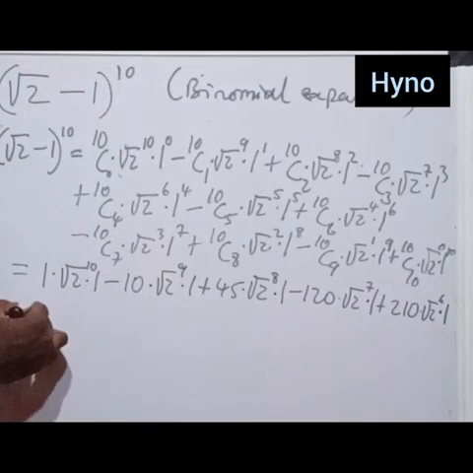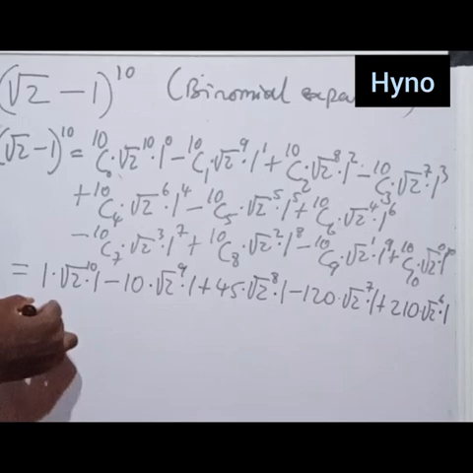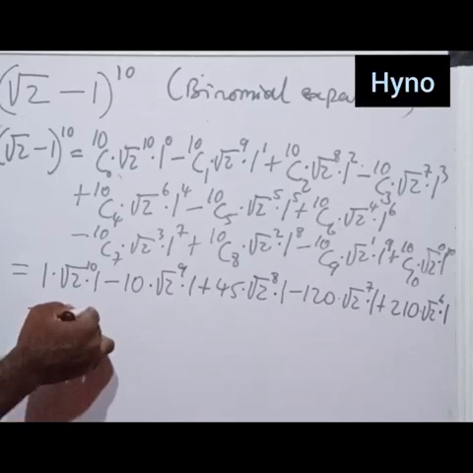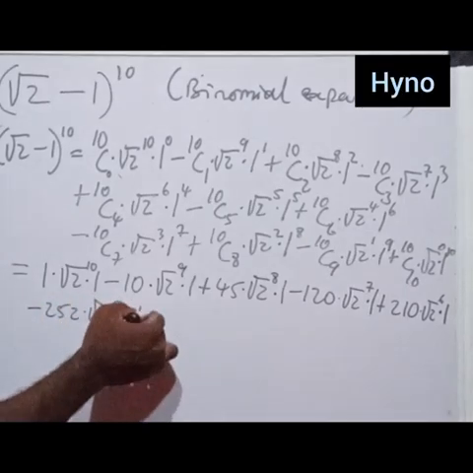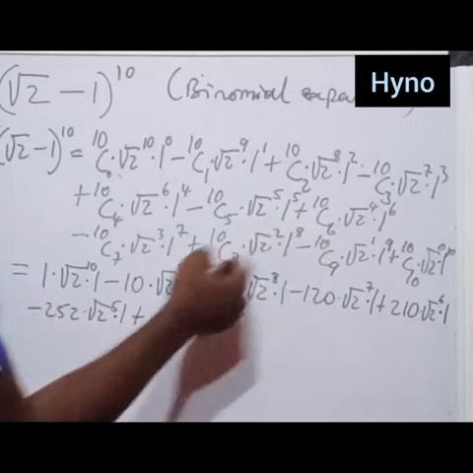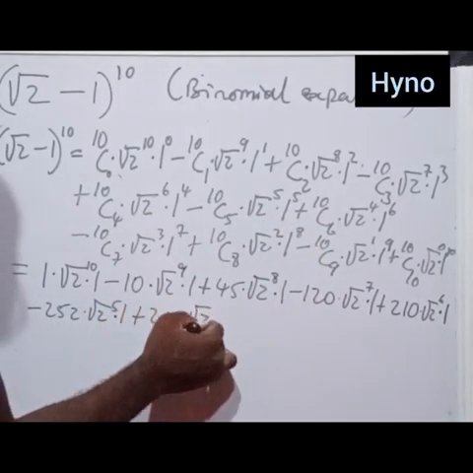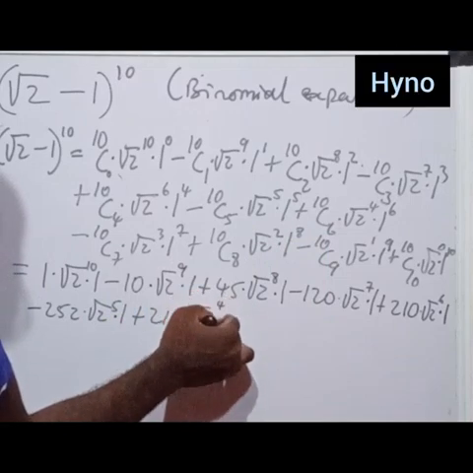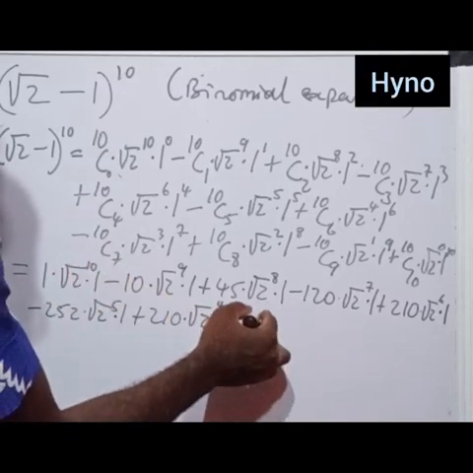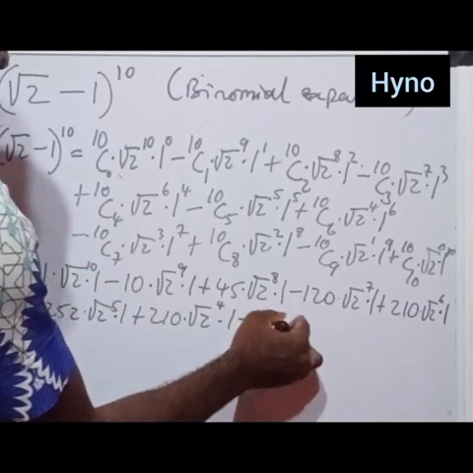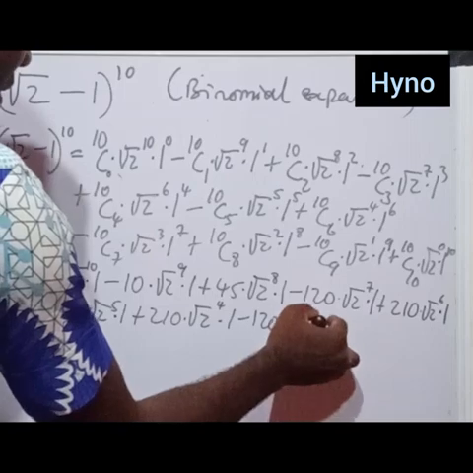And then minus 10 combination 5 is going to give us 252 times root 2 raised to the power 5 times 1 raised to the power 5 is still 1. Plus 10 combination 6 is going to give us 210 times root 2 raised to the power 4, 1 raised to the power 6 is still 1. Minus 10 combination 7 is going to give us 120 times root 2 raised to the power 3 times 1 raised to the power 7 is still 1.